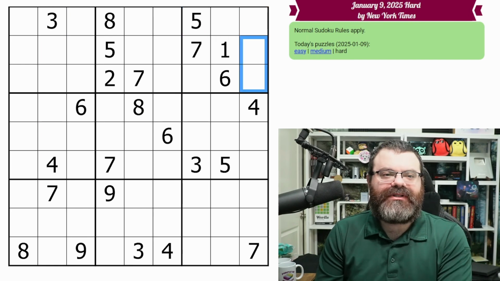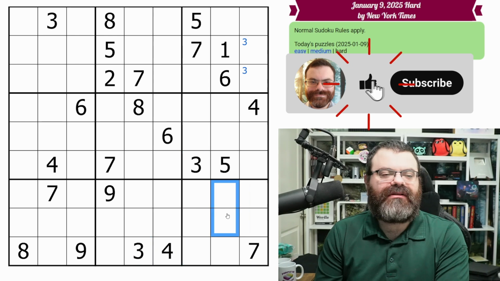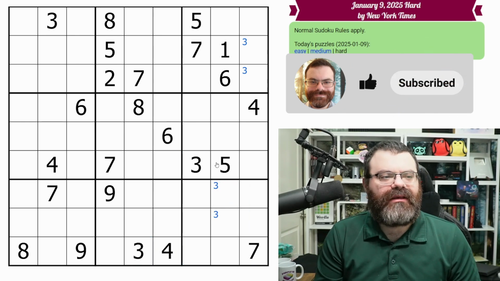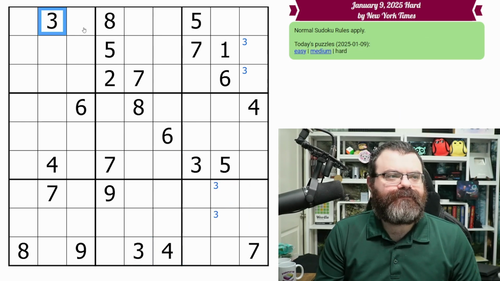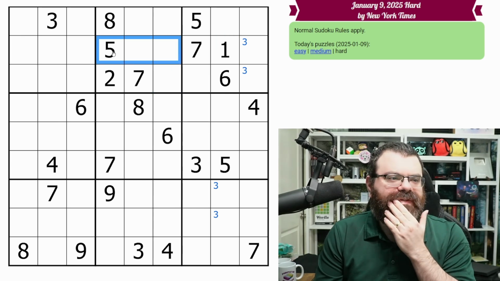In this box, that puts 3 in one of these two cells, which points down along with this 3. This 3 looks in as well, putting a 3 in one of these two. Okay, in here, the 3 is in these 3. It doesn't help as much. All right, we've got 1. Doesn't seem to do anything.